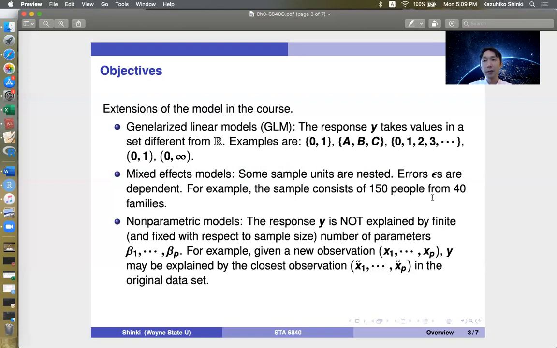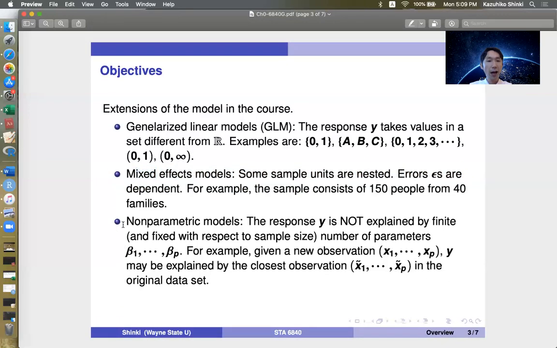For example, if we think about the body mass index of all people within a household, there is some tendency that all people are overweight, or all people are underweight, and so on. So in such a case, we have to consider that the error terms of the 150 observations are dependent. So we study these models.